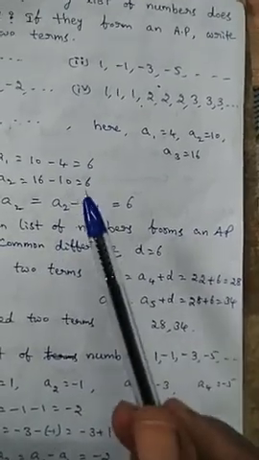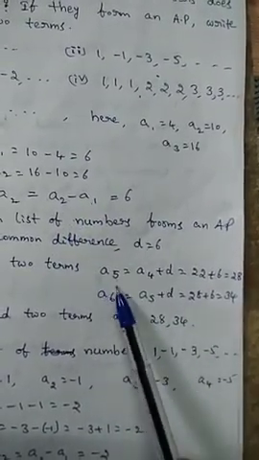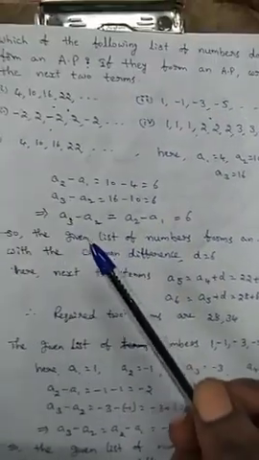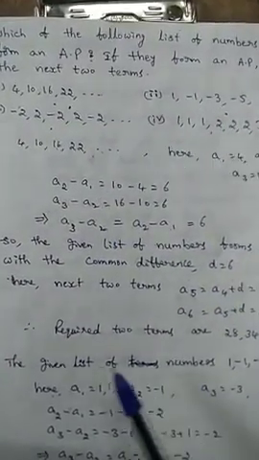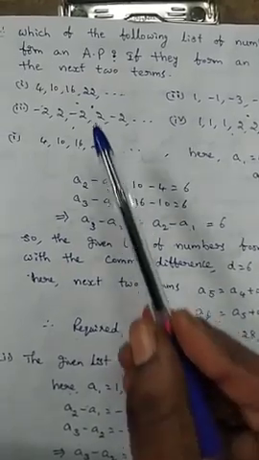If the list of numbers is in AP, then you can find the next two more terms. If the list of numbers is not in AP, there is no need to find the next two more terms in the given list of numbers. So this is the first problem completed.